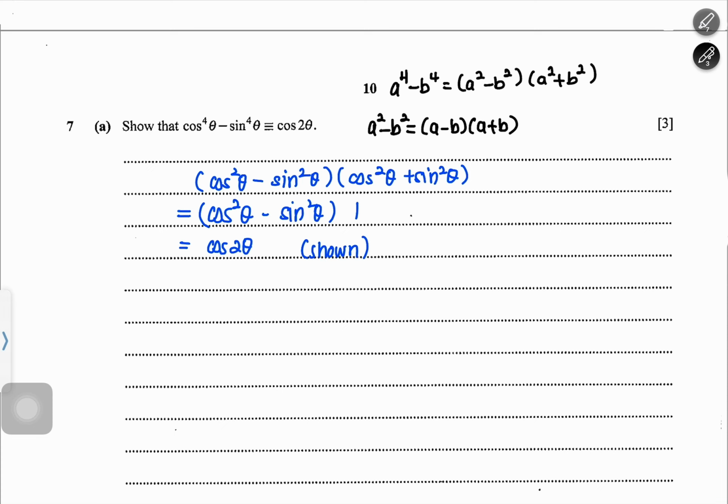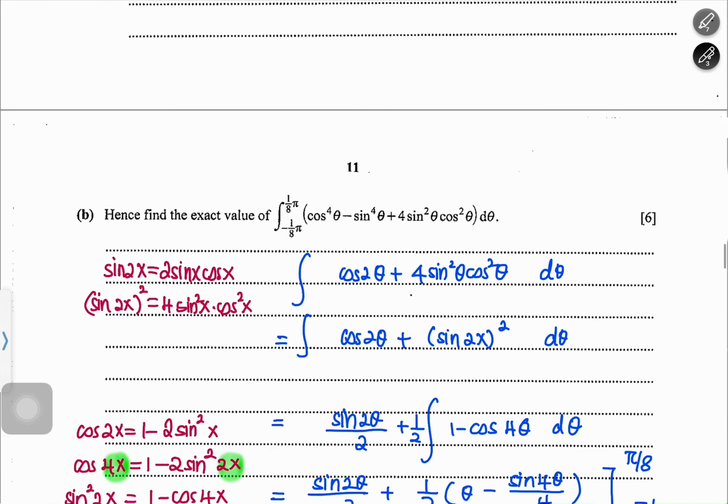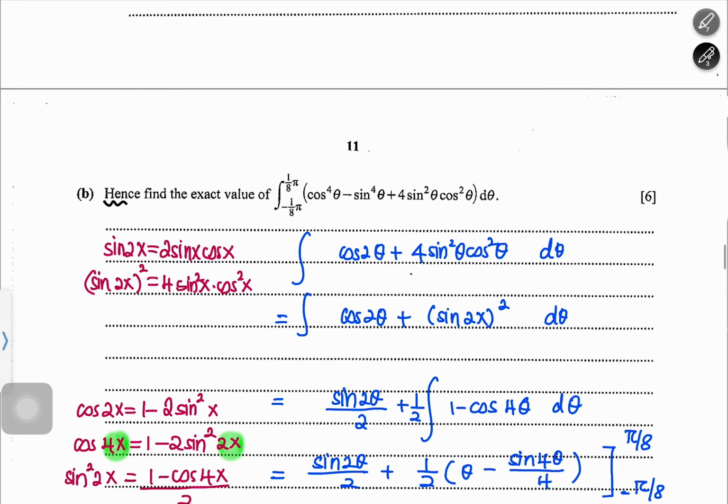Okay, what is nice now? Because you're getting cos squared plus sine squared, which is exactly equal to 1. Then you can look at your trigonometry formulas in your MF19 and you'll be directly getting cos 2a. Then the next part, they use the word hence. So you need to use the part A and they want the exact value.